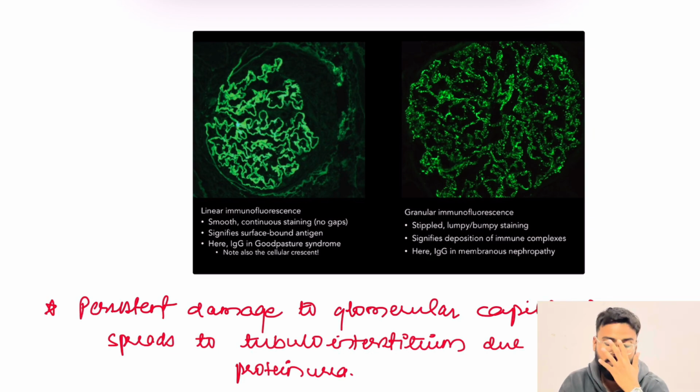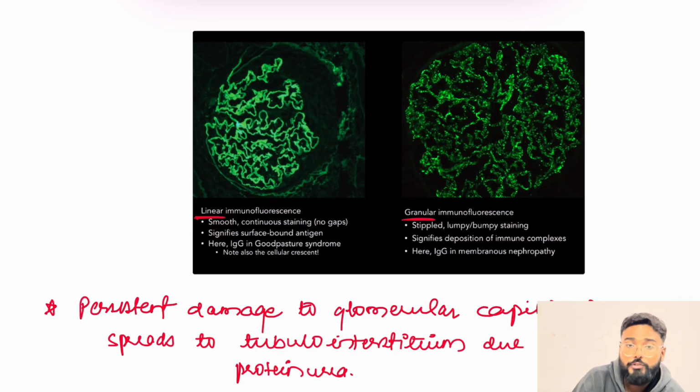Now immunofluorescence is a way that you can view the deposition of these immune complexes. So this is your linear and this is your granular immunofluorescence. In linear, you see only the linear pattern of deposition of immune complexes. In granular, you are going to see granules. It will not be visible as something uniform, it will be like dots and dots. So that is your glomerular.